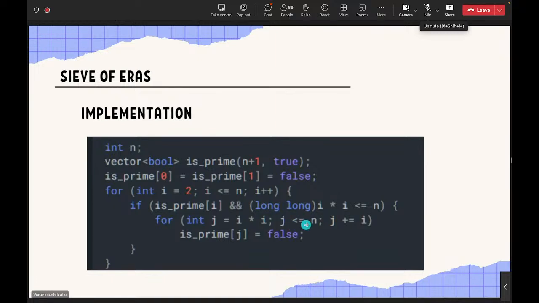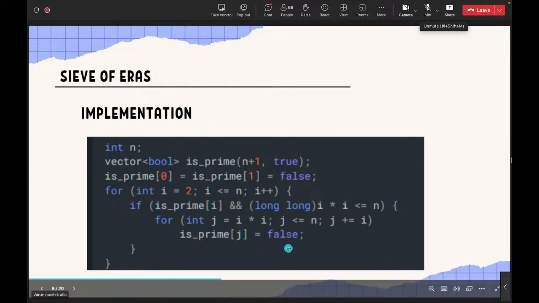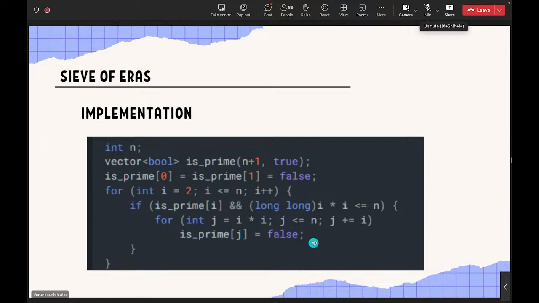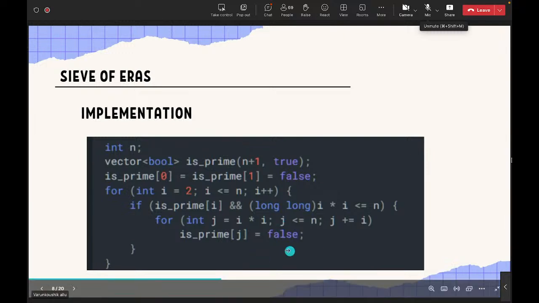Then j will run till it's less than or equal to n. And as you know, we will keep on adding its multiples, j plus equal to i, like 2, 4, 6, 8, 10, like that. All those multiples will keep on being marked as false. That means next time when 3 is coming, 3 won't be marked as false, so it will enter the loop again, but 4 will be marked as false from the 2. When we take 2, j equal to 2 star 2, then j becomes 4. Then the entry for 4 becomes false. So that marks as false.